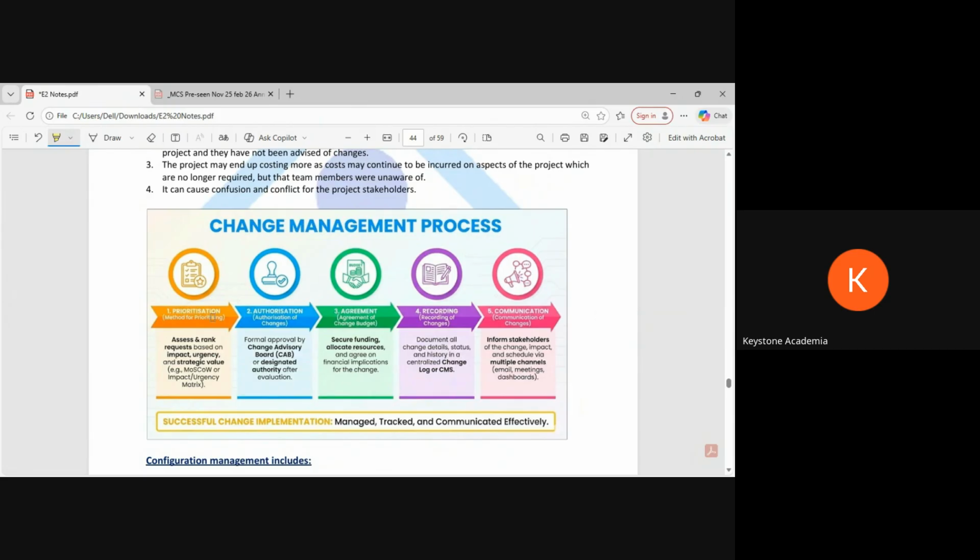So: prioritization, authorization, agreement, recording, and communication.